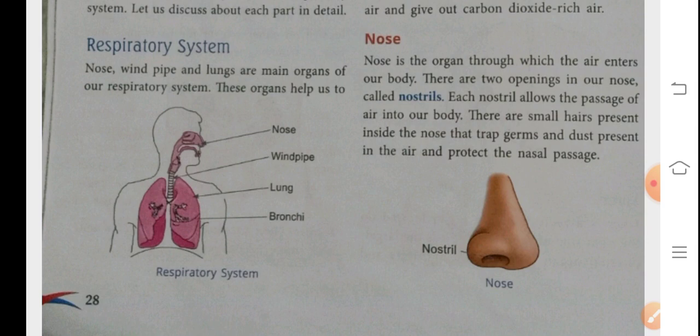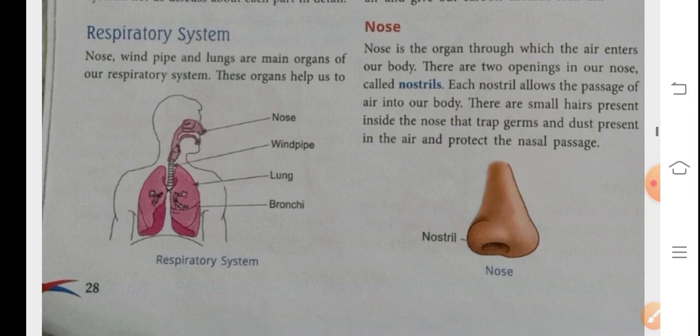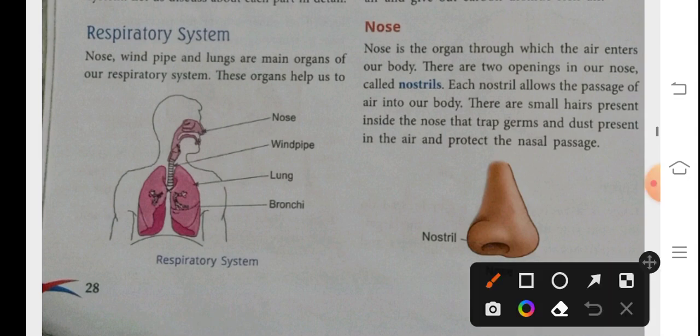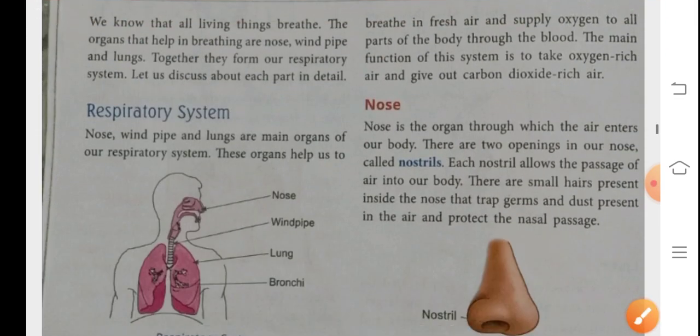Now, the respiratory system: the nose, windpipe and lungs are the main organs for the complete breathing procedure. These organs help us breathe in fresh air and supply oxygen to all parts of the body through the blood.